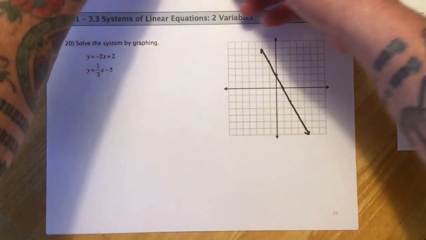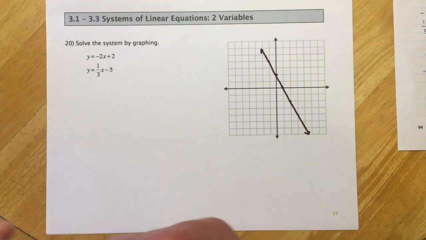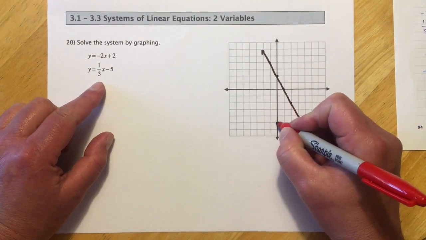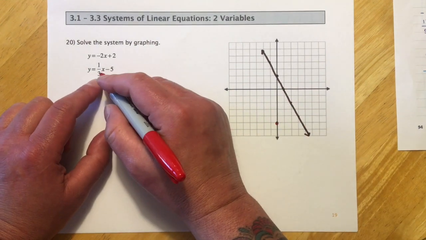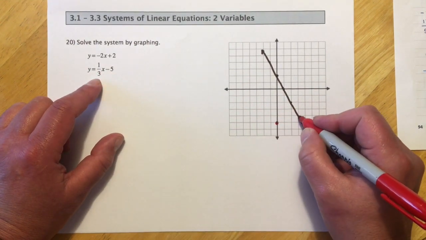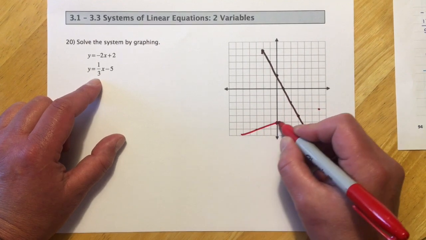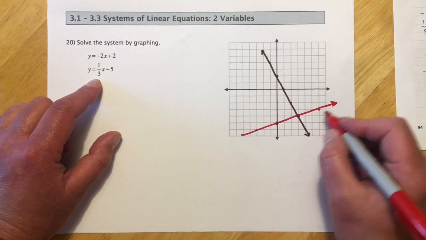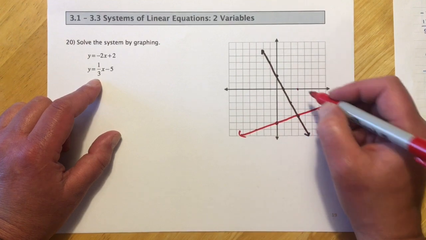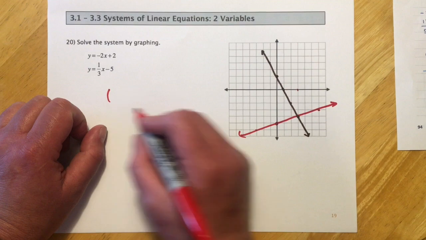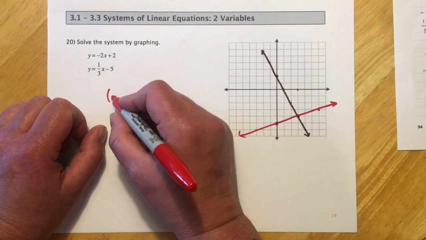And then let's see. This next one, my intercept is at negative 5. So 1, 2, 3, 4, 5. And my slope is 1/3. So it's going to run 3 and up 1. So you can see our point of intersection right there. And it looks like that point is x is 3 and y is negative 4.